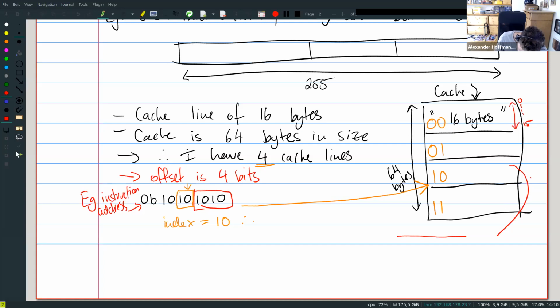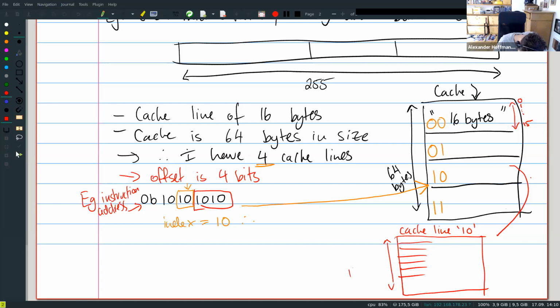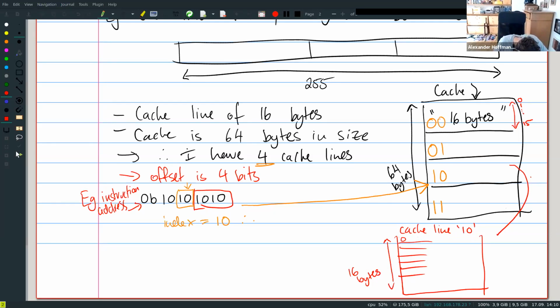Now this byte, if we take this cache line here and make it bigger, this is my cache line 1, 0. In here are lots of bytes. There are 16 bytes, and we need 4 bits to represent 16 values. So here we have 0, 0, 0, 0, 0, 0, 0, 1, 0, 0, 1, 0, 0, 0, 1, 1. And here, from our example, we have 1, 0, 1, 0 in the offset.